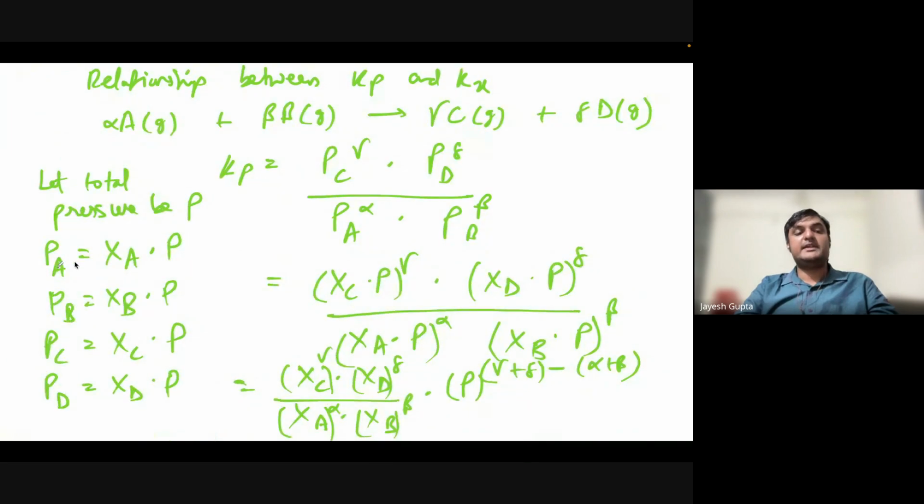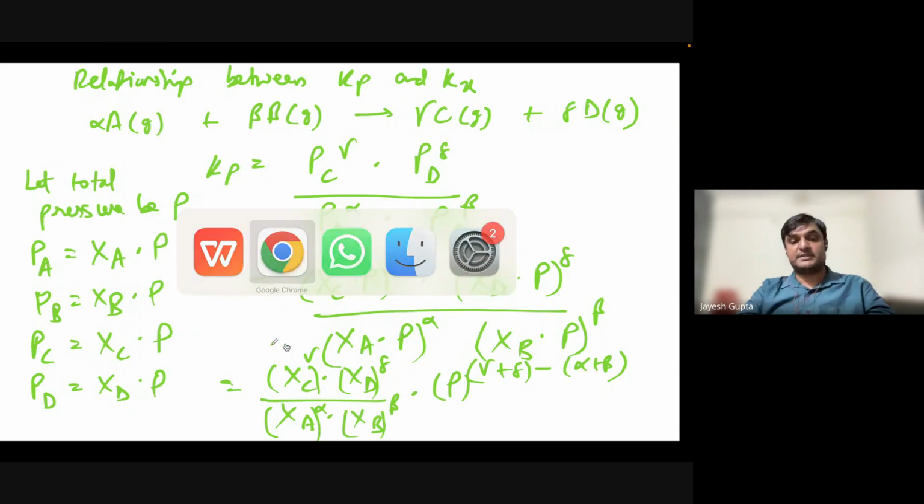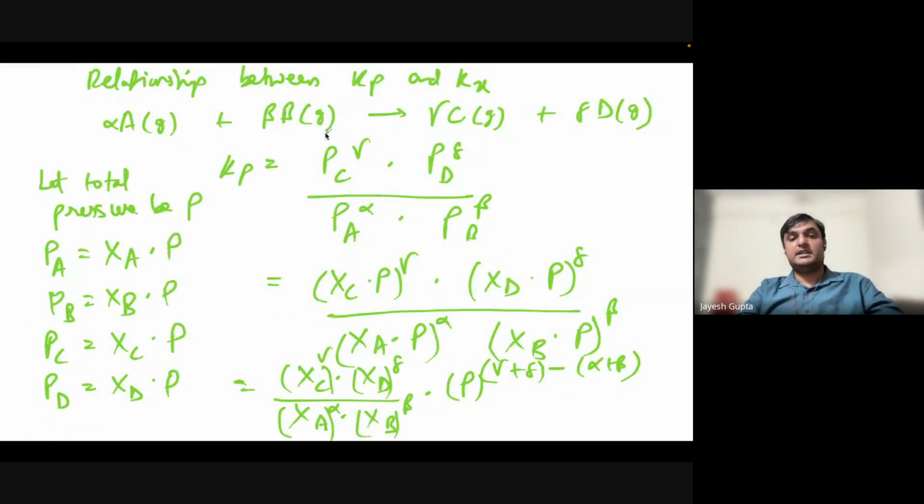Partial pressure of A is mole fraction of A times total pressure. Partial pressure of B is mole fraction times total pressure. Partial pressure of C is mole fraction times total pressure. Partial pressure of D is mole fraction of D times total pressure. So here we got the relation between pressure and mole fraction. So quickly we can substitute partial pressure in terms of mole fraction so that we can get the mole fraction term in the expression. So you can see in place of partial pressure it is written mole fraction times total pressure.